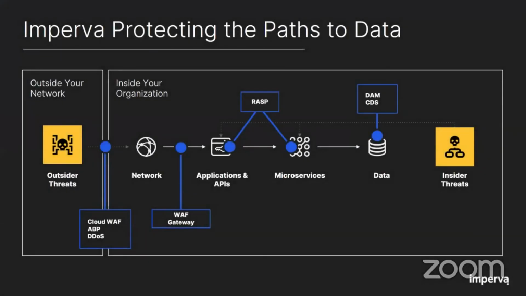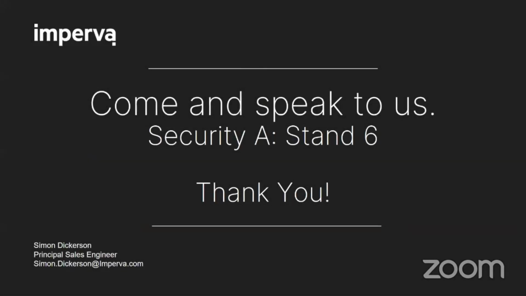And finally, I know my colleague Spencer Young presented first thing this morning. The RASP solution, as you can see here, fits in the middle where the application layer is sitting, protecting the application layer from causing damage to the data layer. But Imperva has an end-to-end solution of which RASP is part, protecting all of the paths to your data. And with that, I would like to stop.